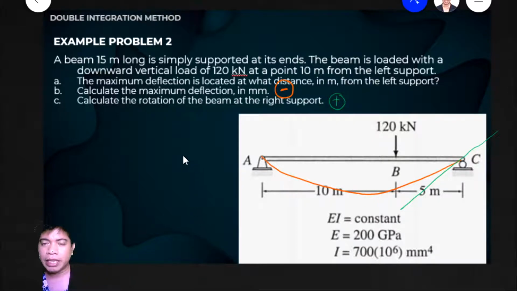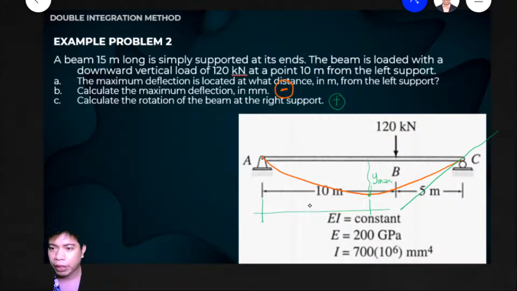Okay, so balikan muna natin guys yung ating mga required. So sabi dito sa una, ang kailangan nating ma-compute is yung location ng maximum deflection. Okay, so the maximum deflection is located at what distance in meters from the left support. So kung ito yung ating maximum deflection guys, tatawagin natin siyang Ymax. Then, ang kailangan natin makuha dito is yung distance niya from the left support. Tatawagin natin siyang X max. So, yun yung ating kailangan makuha dito, guys.